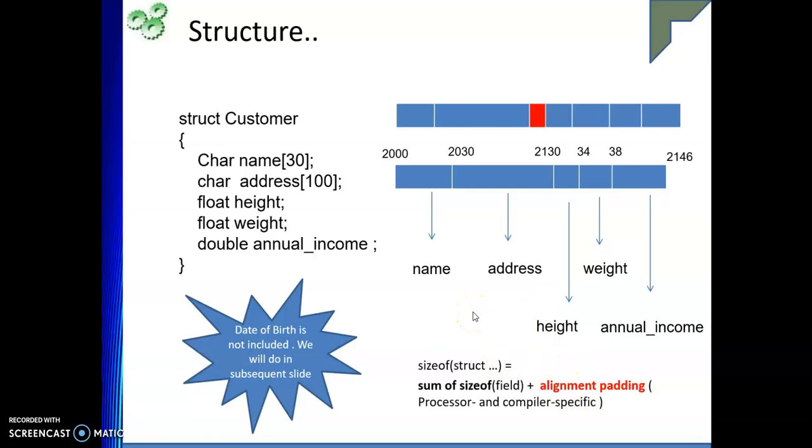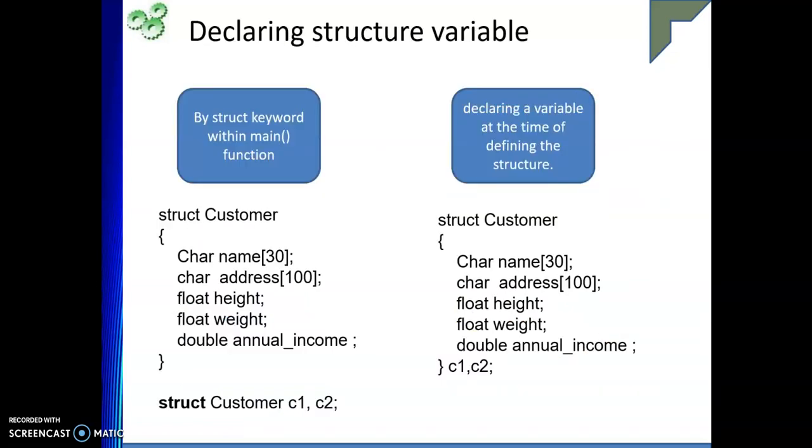Okay. So now, having said this, we know how to declare a structure. Once I declare a structure, I have a data type. My data type is now customer, a structure itself. I have to have some kind of variable. So how to declare that?